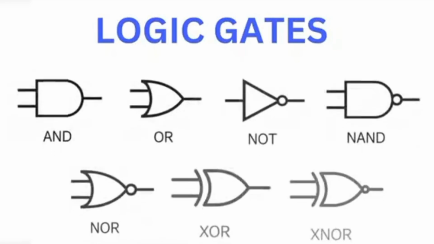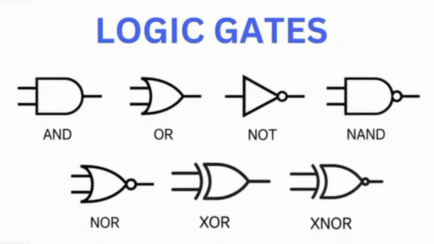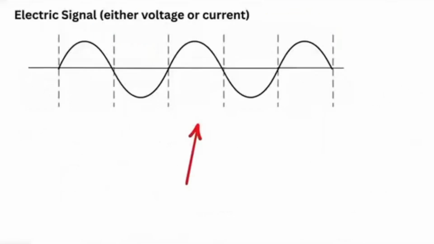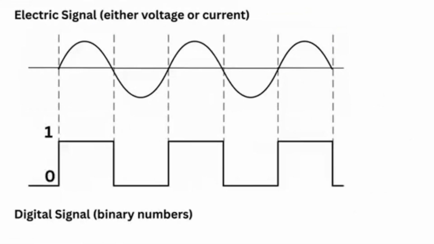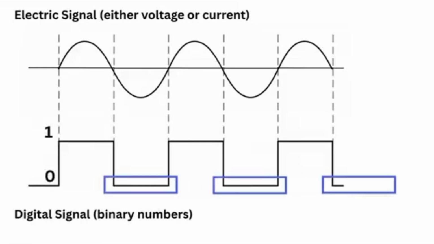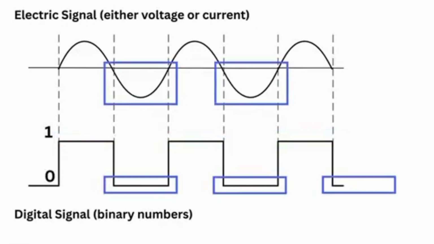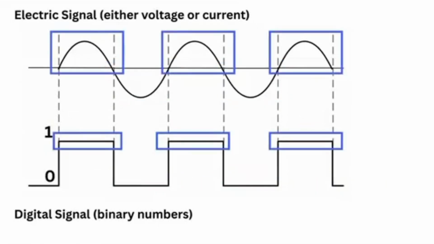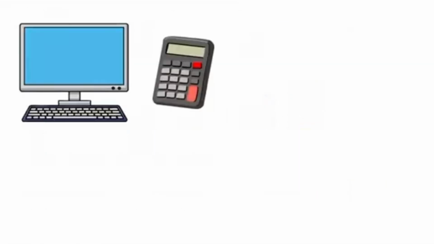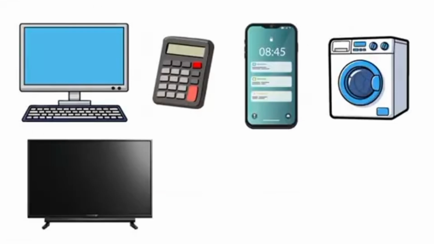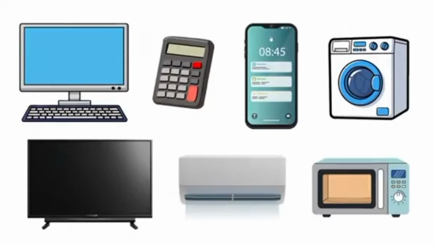Today, in this video, I am going to explain the complete concept of logic gates in a very simple way. In digital electronics, all signals are in the form of binary numbers. That means signals are either 0 or 1. 0 usually represents low voltage, and 1 represents high voltage. Computers, calculators, mobile phones, and many other digital devices work using only these two values, 0 and 1.